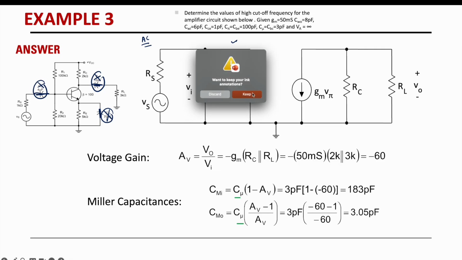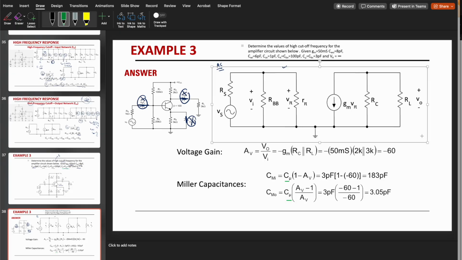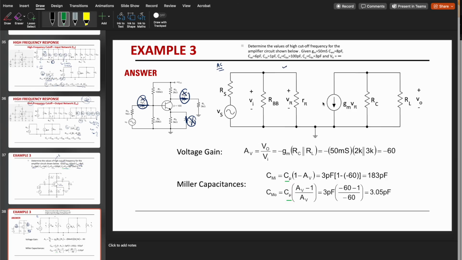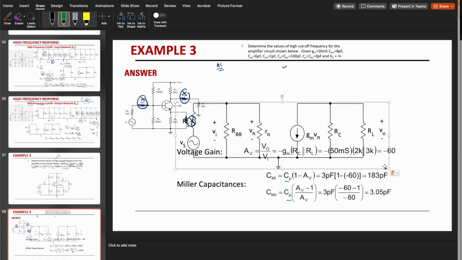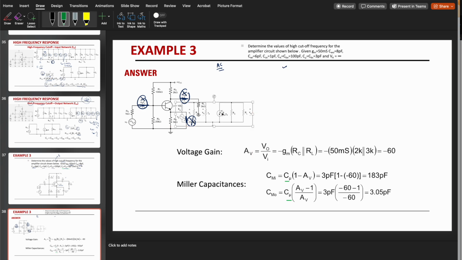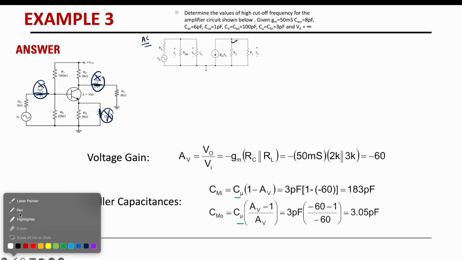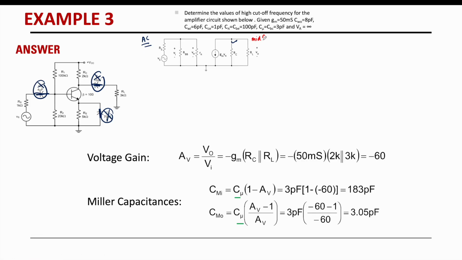Okay, let me minimize this. Copy, and paste it as a picture, and minimize it. So this is your AC equivalent circuit when we solve using the mid frequency. This is the shape at mid frequency, but we want it at the high frequency. How about the AC circuit at high frequency?